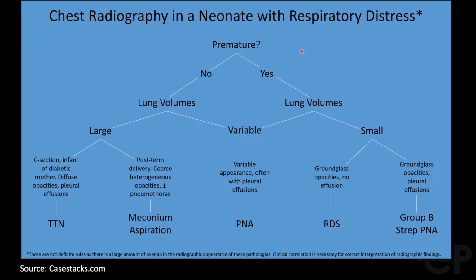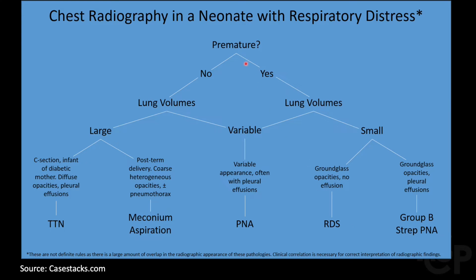So this is a decision tree provided by kstats.com. Again, this is not a definitive rule, it's a very general outline that kind of helps us get started. For example, if you had a neonate with respiratory distress and they were premature and had small lung volume and you notice they have ground glass opacities and no effusion, you could highly consider respiratory distress syndrome.